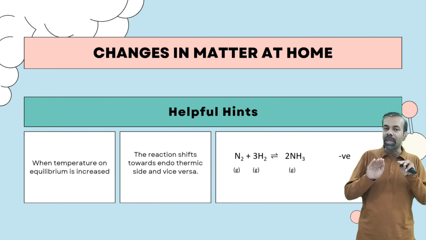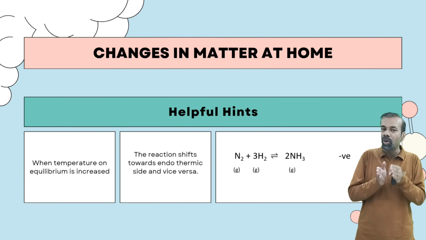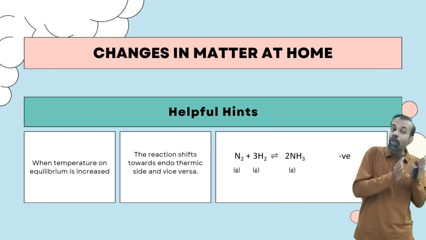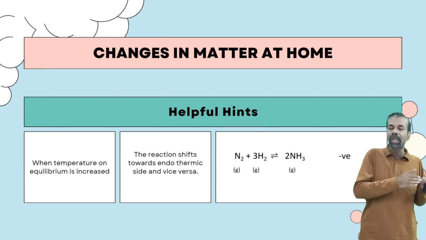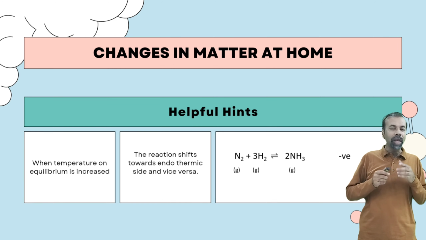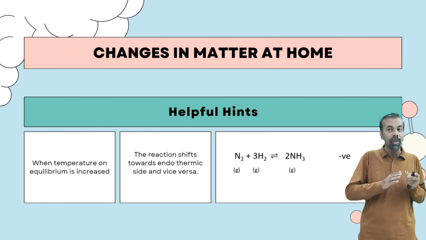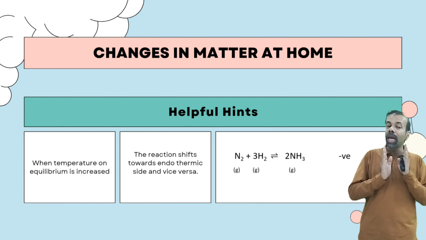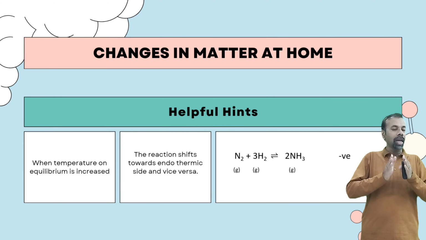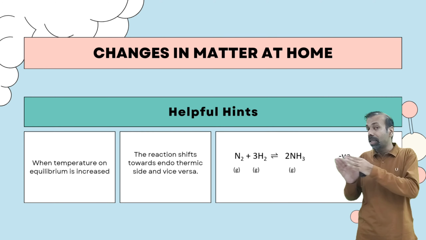So when you increase the temperature on this, the reaction will shift toward the endothermic side, meaning the back side, the left side in this case. And if the reaction is endothermic, meaning the forward side is endothermic, then by increasing temperature, the reaction will shift to the right side, the forward side.